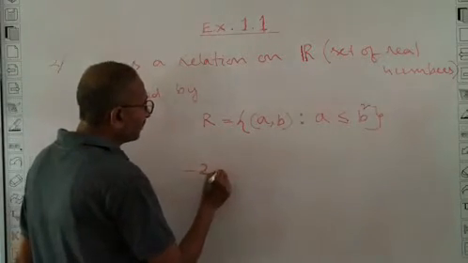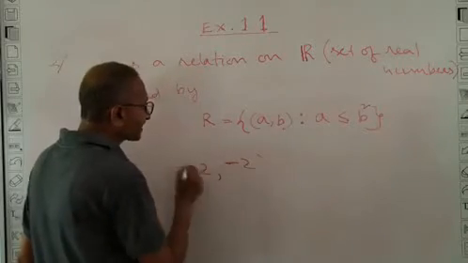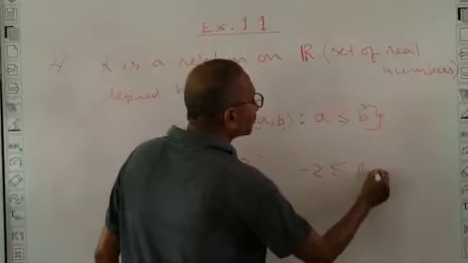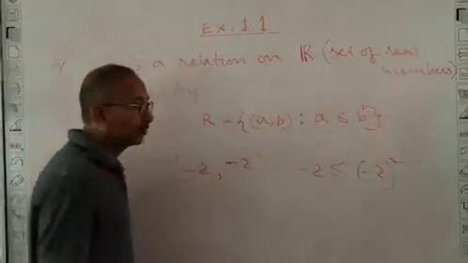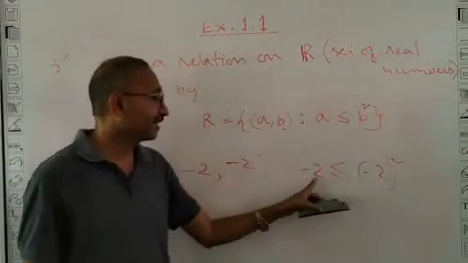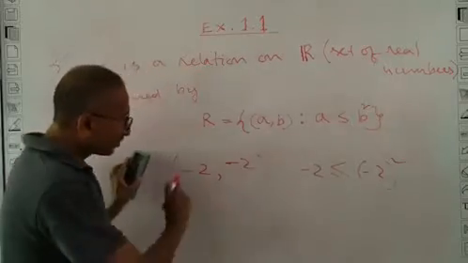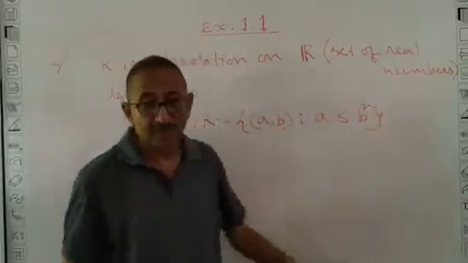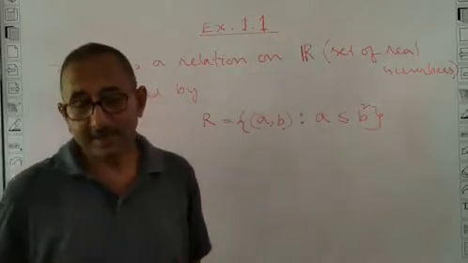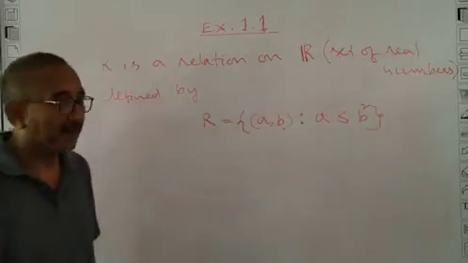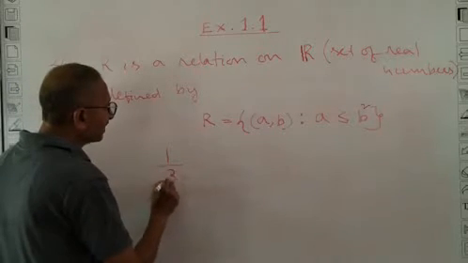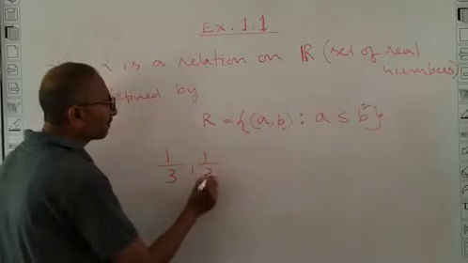You can take a negative number also, say -2 and -2. Whether they are related, let us see. -2 is less than -2 whole square, which is 4. So this is also true. That means all negative integers also will show that it is reflexive. So we'll have to go for a rational number. Let us think about 1 by 3 and 1 by 3, or 1 by 2 and 1 by 2.